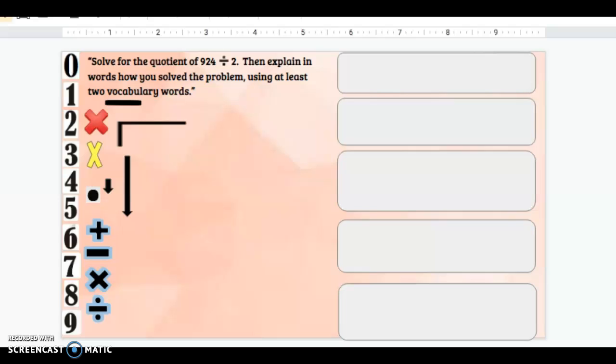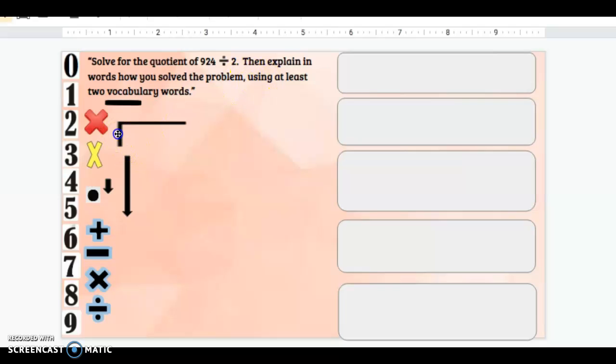Okay, so for writing for today, we are going to be moving into now finding the quotient of a number or a problem. So it says solve for the quotient of 924 divided by 2. Then explain in words how you solve the problem using at least 2 vocabulary words.